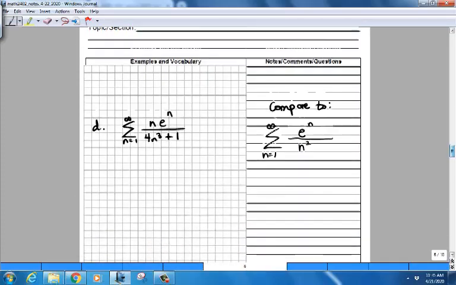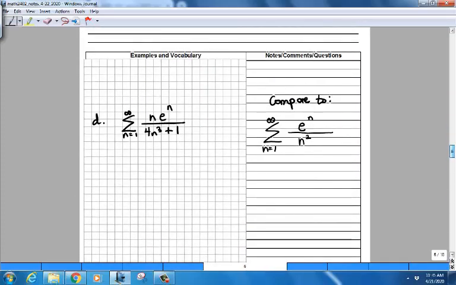All right. Let's take our last example. Okay, so this one looks really terrible. So the tricky part of this example is finding the comparison series. That's really always the difficulty with the limit comparison test, finding a series that you can compare to.